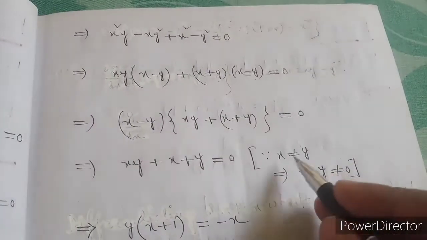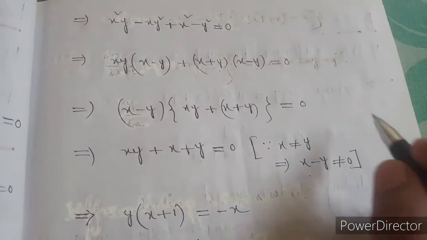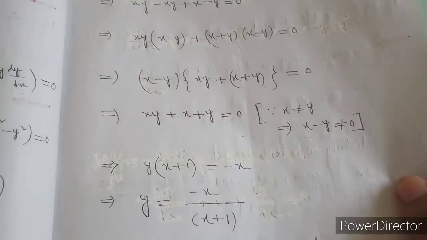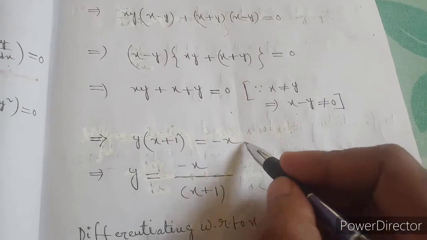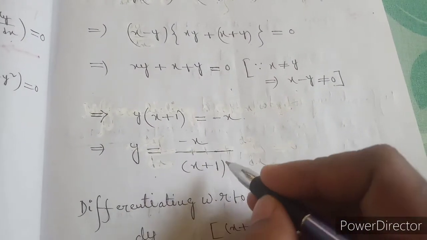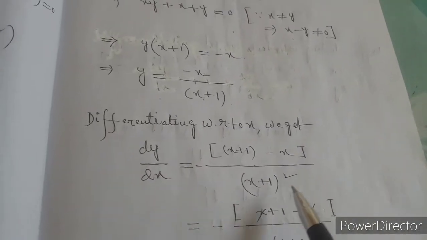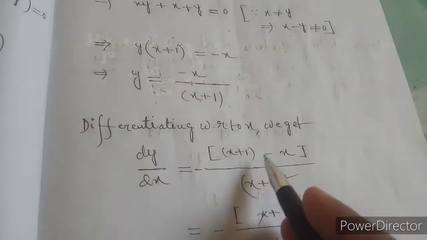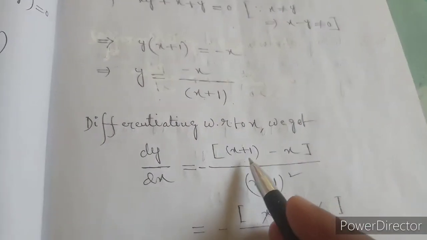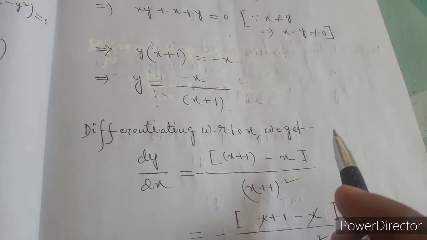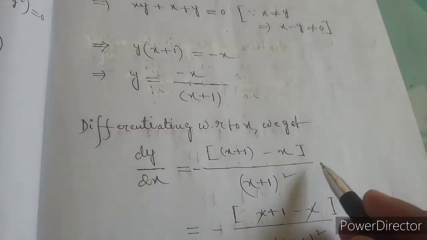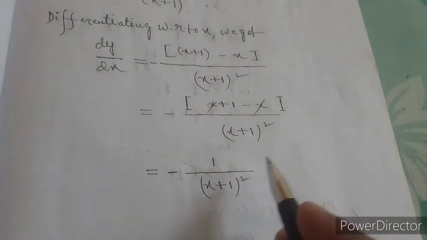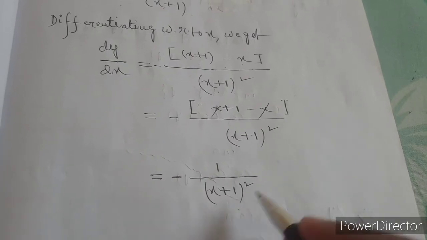So since x is not equal to y, x − y is not equal to 0, so xy + x + y = 0. So that should be y(x + 1) = −x, so y equals −x/(x + 1). Now differentiating with respect to x, we get (x + 1)² in the denominator, and the numerator is (x + 1) into the derivative of x, which is 1, minus x into the derivative of (x + 1), which is 1, so the x cancels out, leaving −1. So this should be −1/(1 + x)². It is your answer.